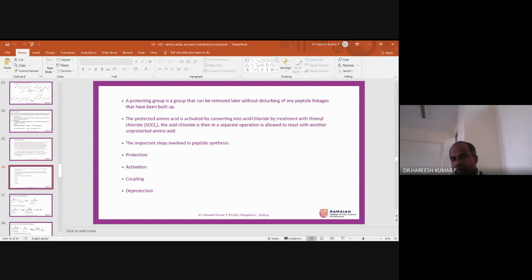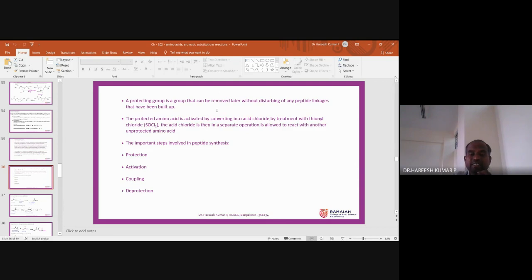So the amino acid is converted into an amino acid chloride by treating with thionyl chloride. Thionyl chloride is a chlorinating agent. The acid chloride is then, in a separate operation, allowed to react with another unprotected amino acid to get a peptide. So this is the problem in synthesizing the peptide. To overcome the problem, one should protect the N-terminal end of the amino group, and after the protection of the N-terminal end, it is treated for activation.